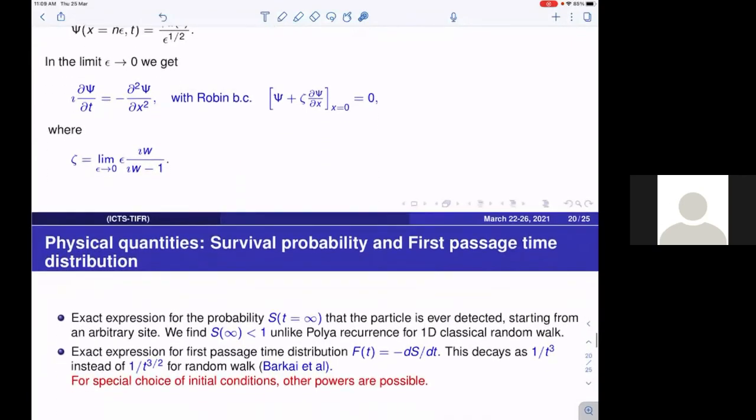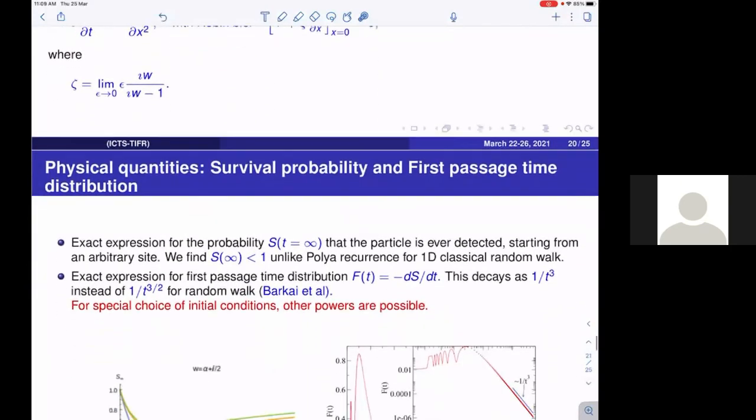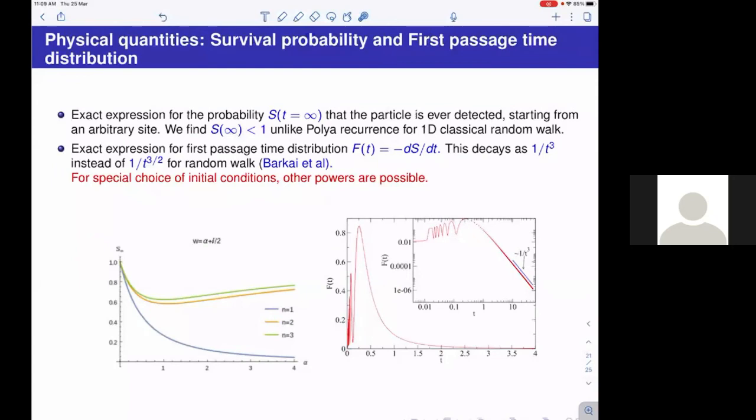So this is what we get from the various limits, and let me describe some physical quantities that we can compute now that we have these non-Hermitian equations. We have exact expressions for things like the survival probability that the particle is never detected. One interesting result: in 1D, I said that a particle will eventually always get detected, so the survival probability at infinite time is 0. But for the quantum case where you try to detect a particle, there's a finite probability that the particle is never detected. The wave function just keeps moving far away from the detector site.